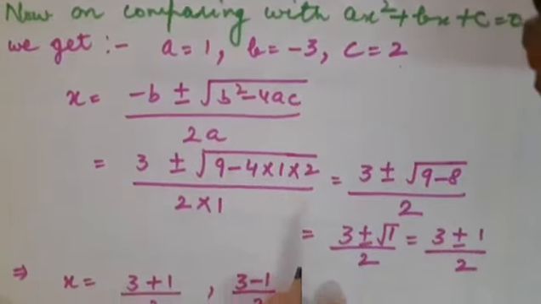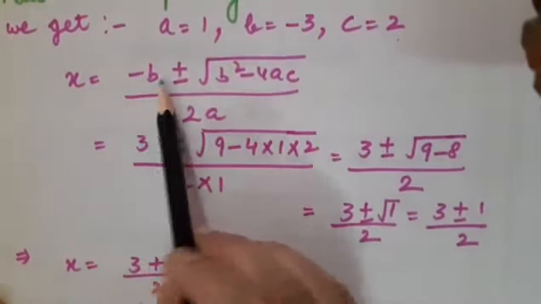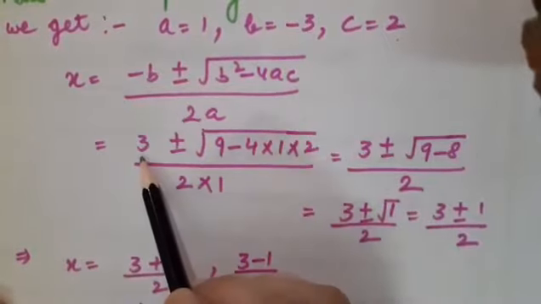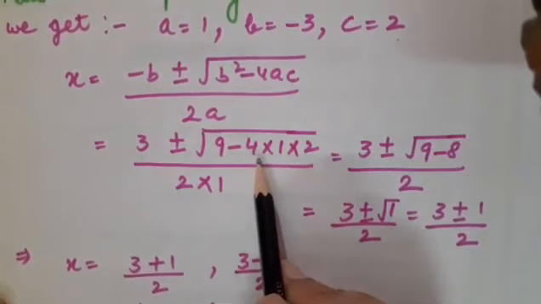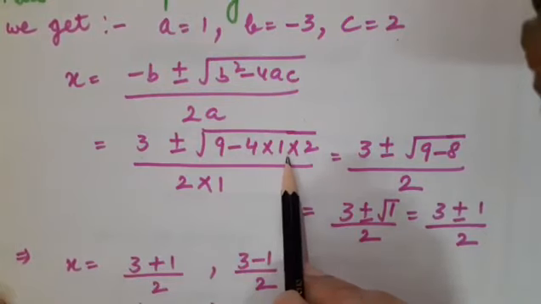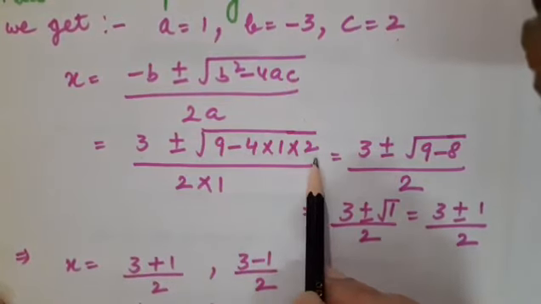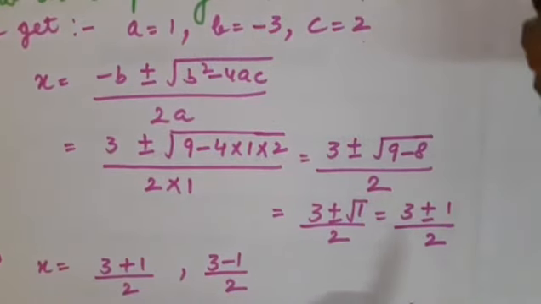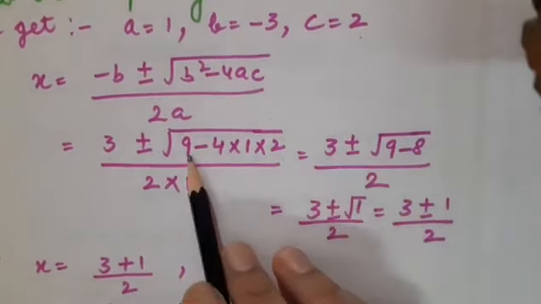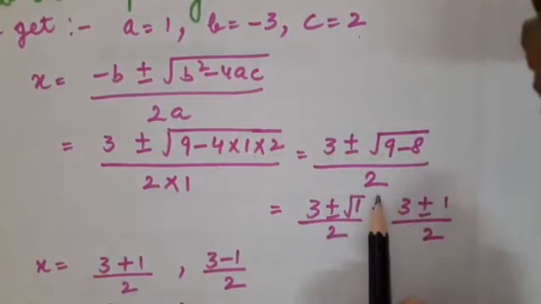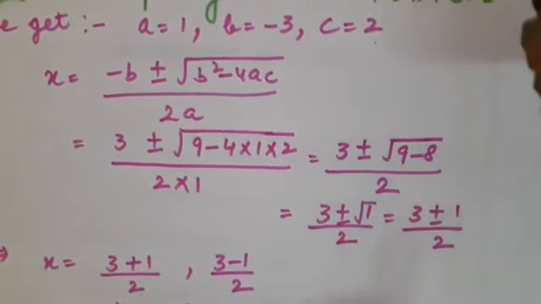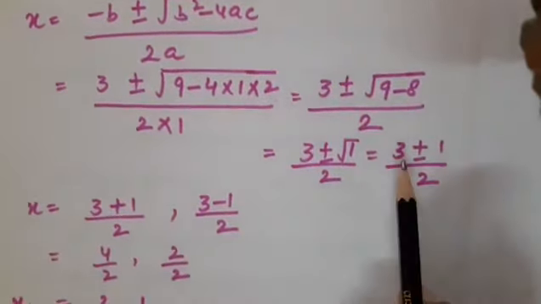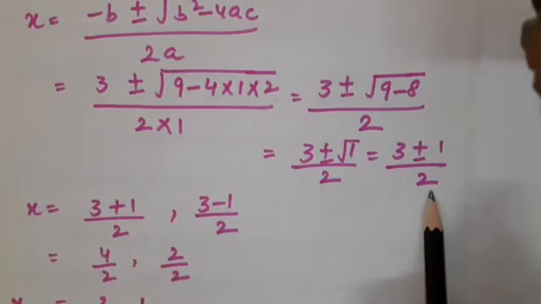Substitute these values over here. This is minus b, so minus of minus 3 will become plus 3, plus minus b square, that is 9, minus 4 into a. What is a? A is 1, into c. C is 2. So children, I have got 3 plus minus 9 minus 8, upon 2. So this is 3 plus minus 9 minus 8 is 1. 1 square is 1. So I have got 3 plus minus 1 upon 2.